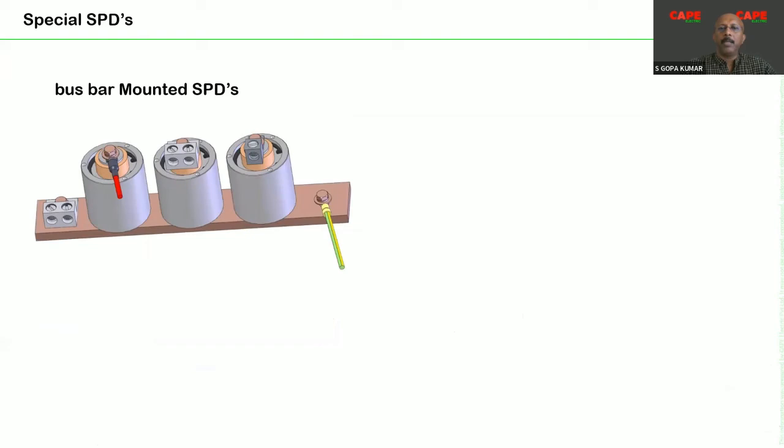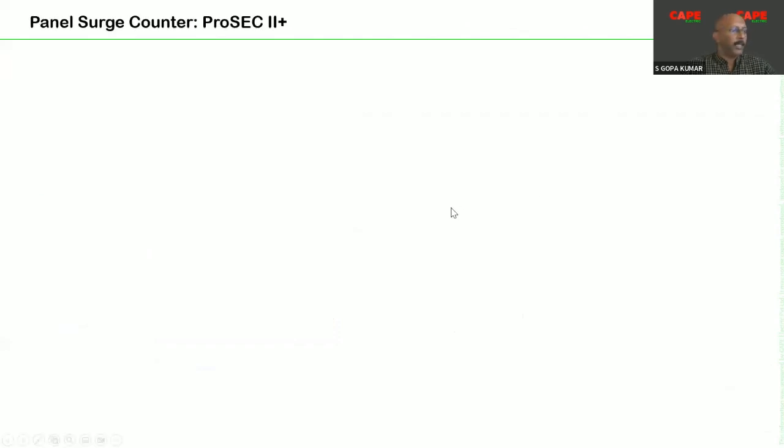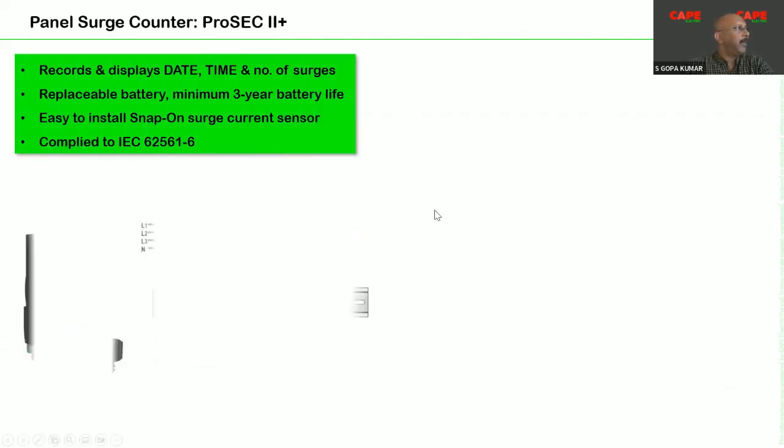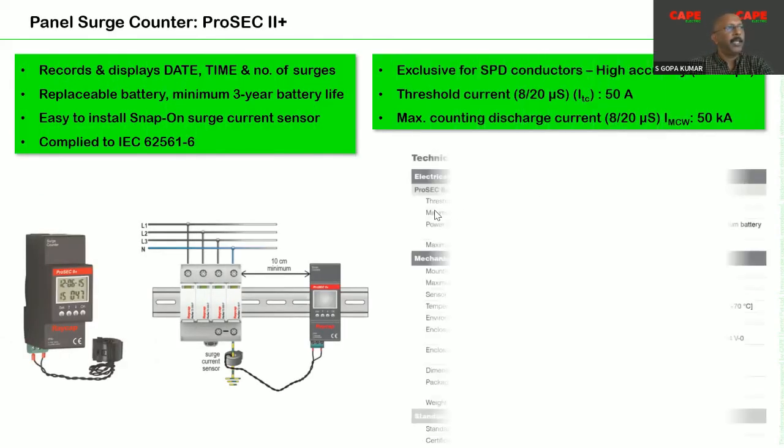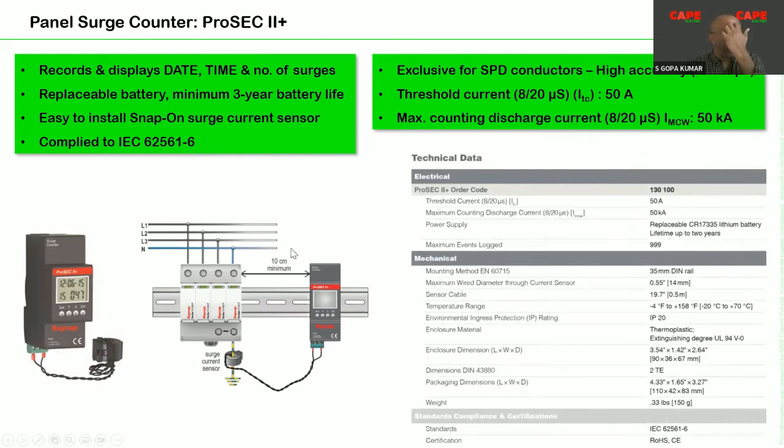But one more device which will be of interest is the surge counter. Surge counters are devices with which you can measure the number of surges and their time and date. For example, this is a surge counter. You can put it inside your panel board. In the surge counter, you can see the controller, and the CT is on the earth wire, and it records the number and the date and the time of the surge. So these devices are quite useful.